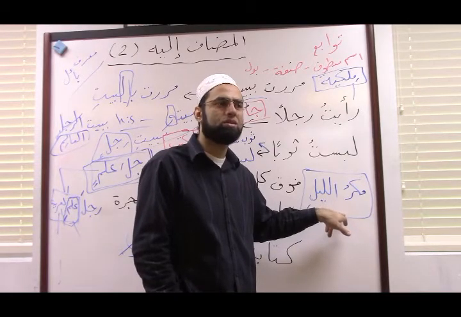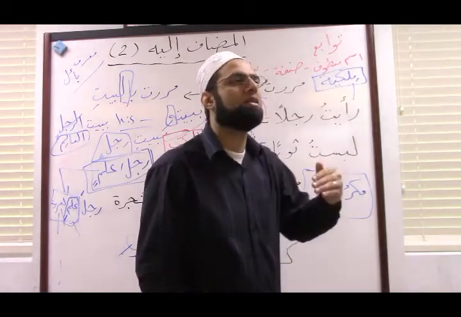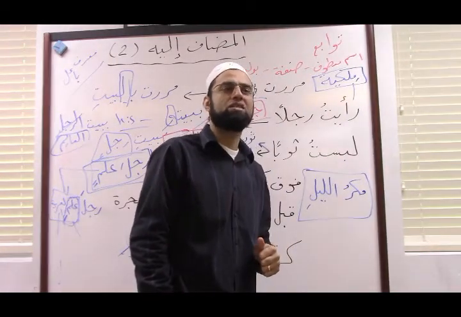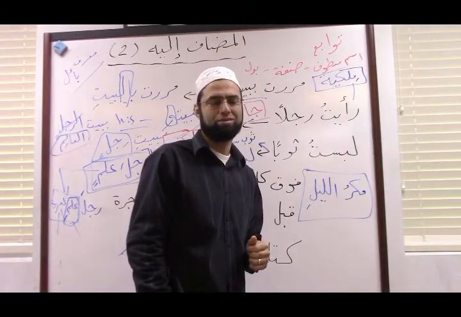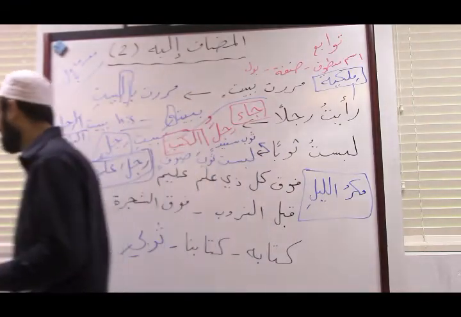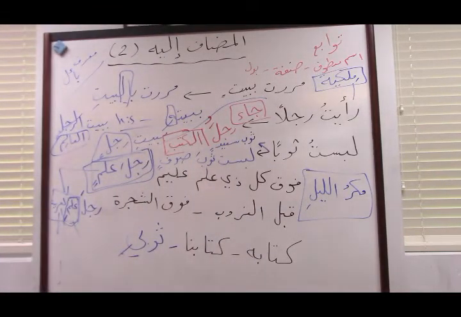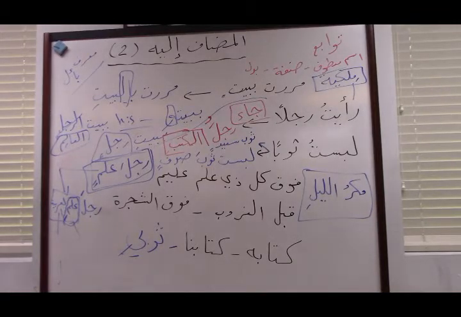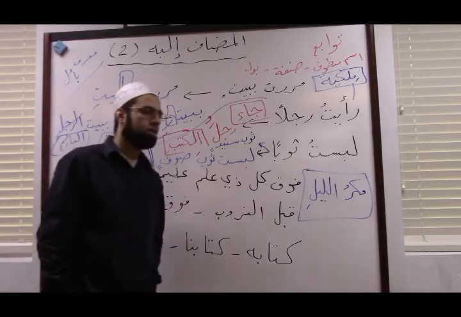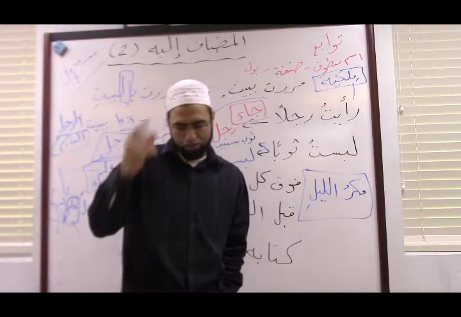But here, what is this relationship? Who can tell me? Mudaaf and Mudaaf ilayh, but what is the type of relationship between them? This is deception in the night, so it is a time relationship, if you will. So makrul layl means the deception that takes place in the night. Is this clear? So this is another example that shows that the relationship between Mudaaf and Mudaaf ilayh is not always milkiya, not always possession. It could be a time relationship. Could be a relationship that shows this thing is made of this thing.